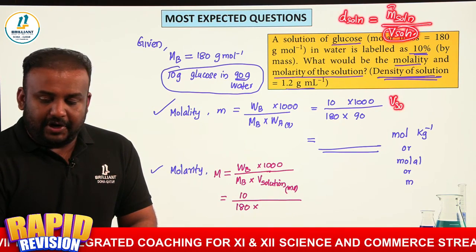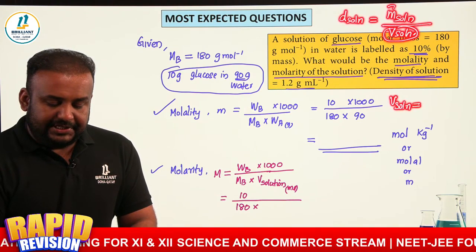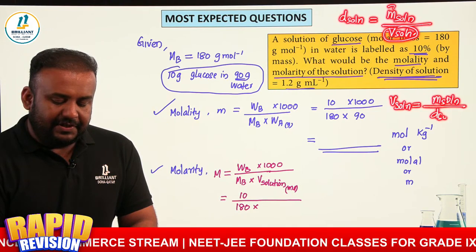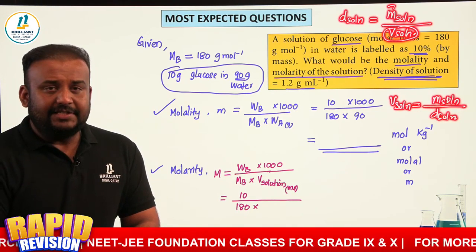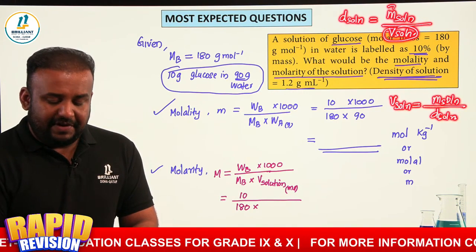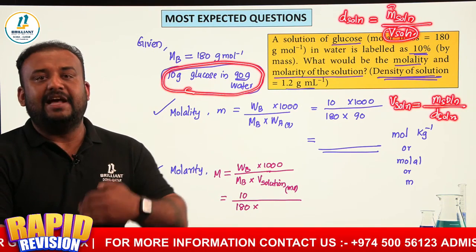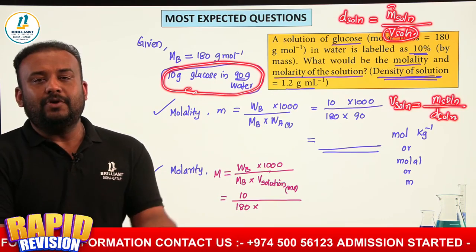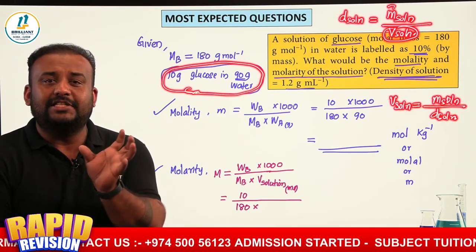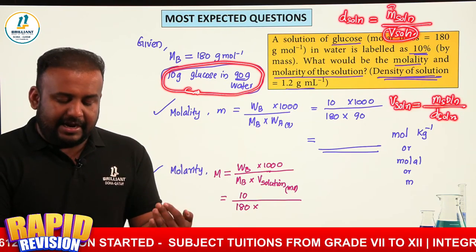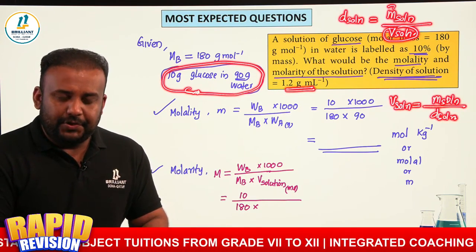What is the expression for volume? Volume of the solution is equal to mass of the solution divided by density of the solution. Yes or no? Mass of the solution divided by density of the solution. So I have 10% glucose. That means I am assuming that 10 gram of glucose is there in 90 gram water. So what is the total mass of the solution? It's 100 gram. In 100 gram, the density is 1.2 gram per ml.